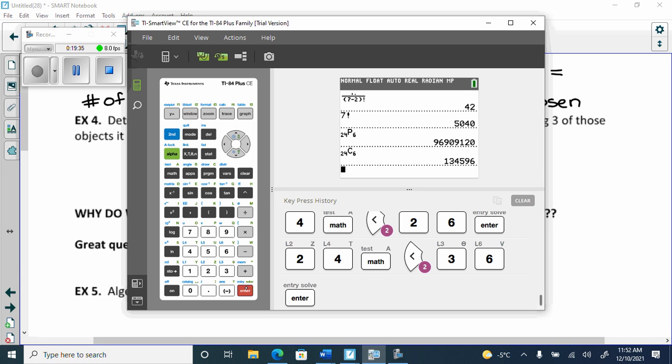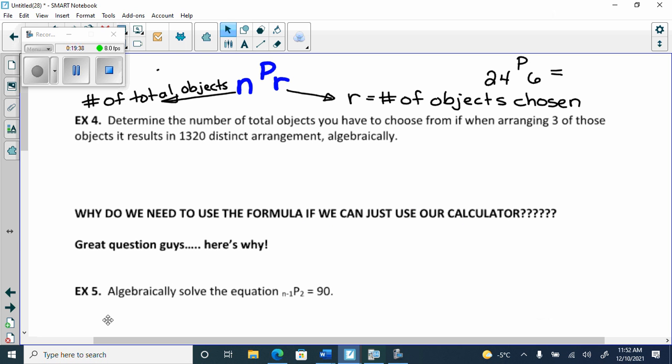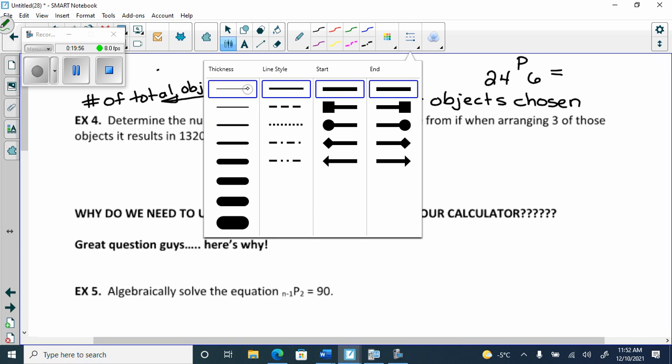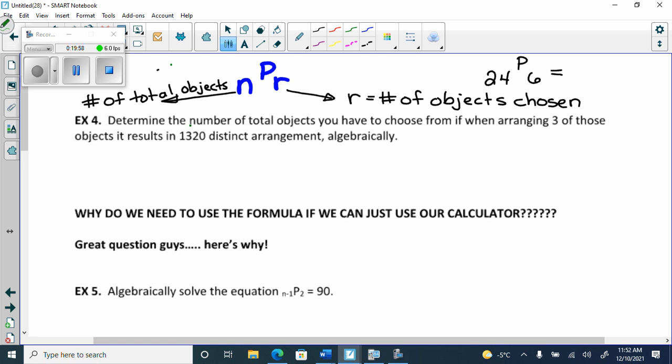Okay. So this question here, instead of me giving you the total number of objects and the objects I'm picking and getting an answer, this question I gave you the answer. Here it says determine the number of total objects. So what's it making me find? N. Now I have to decide if it's a P or a C. We're in the permutation lessons, so I'm going to bet it's a P, but let's figure out why.